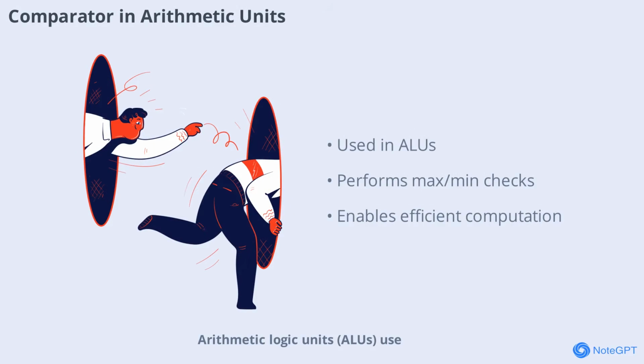Arithmetic logic units, ALUs, use comparators to perform operations like maximum, minimum, and equality checks. By integrating comparators, ALUs can quickly determine the relationship between operands, enabling efficient computation. This is especially important in processors and digital controllers.